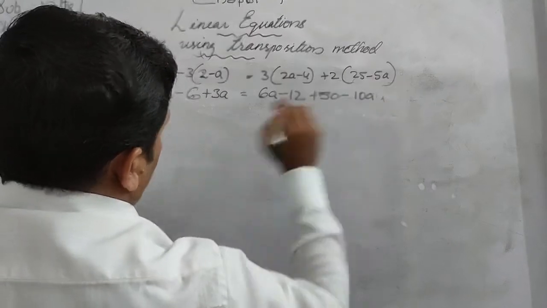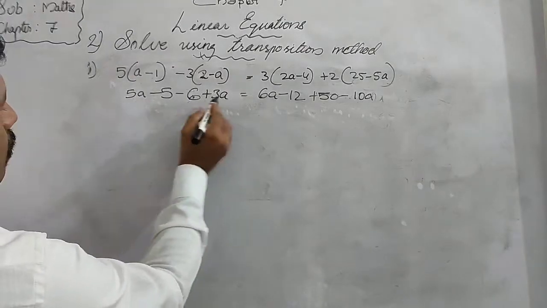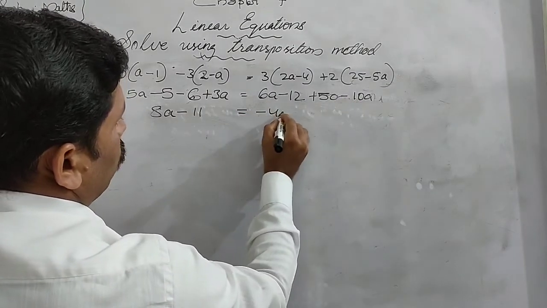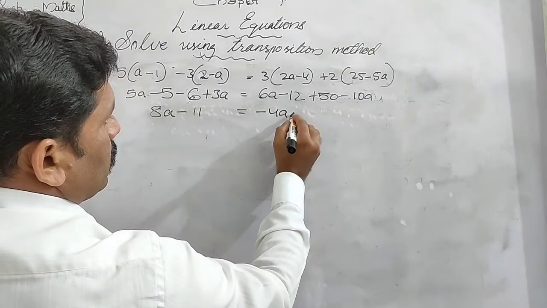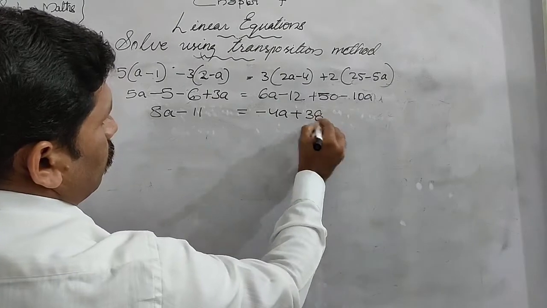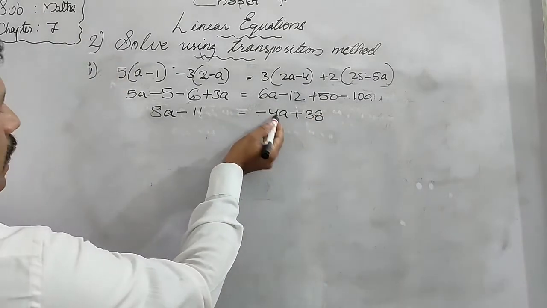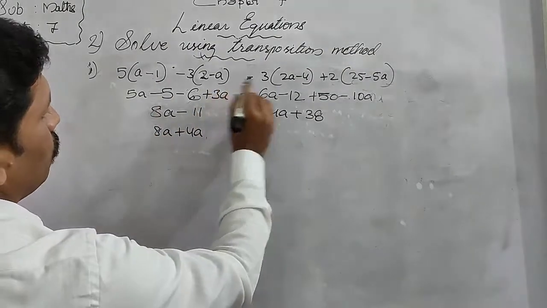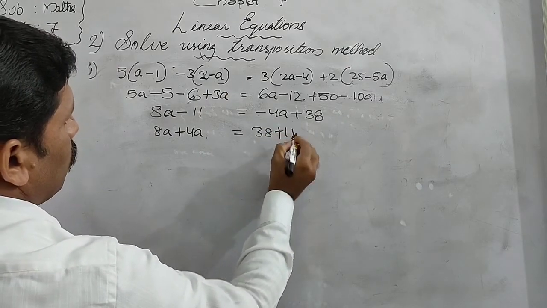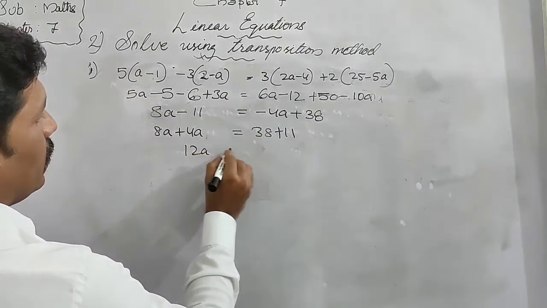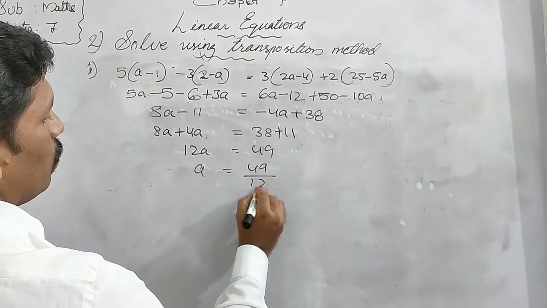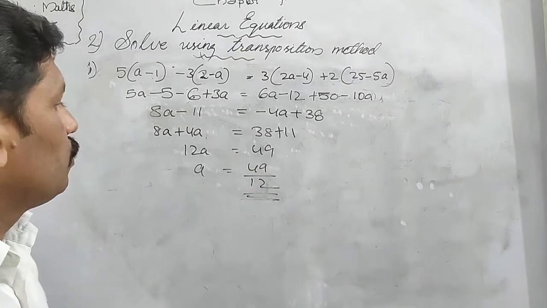So now we take the like terms here. 5a plus 3a is equal to 8a, and minus 5 minus 6 is equal to minus 11. That is equal to 6a minus 10a, which is minus 4a, and negative 12 and 50 is 38. Then we shift this a to this side: 8a plus 4a, since minus 4a changes to plus 4a, and this negative 11 we shift to the other side, then it will be plus 11. So 8 plus 4, 12a is equal to 38 plus 11, 49. Therefore, a is equal to 49 upon 12. We cannot cancel and reduce the number, therefore the answer is 49 upon 12.